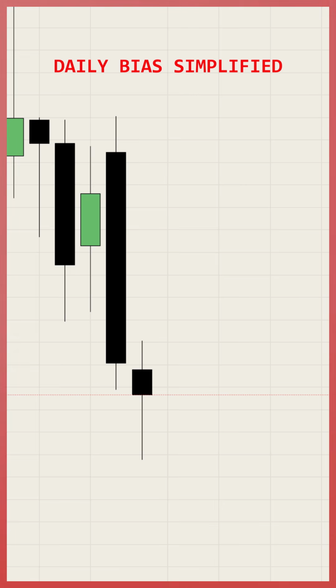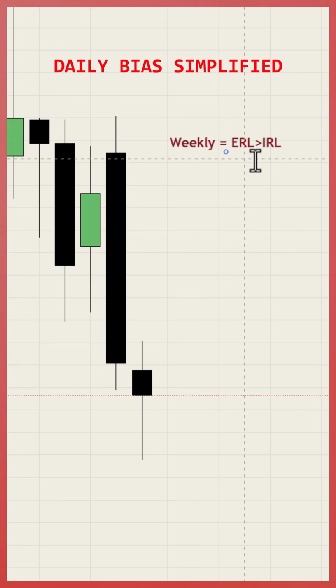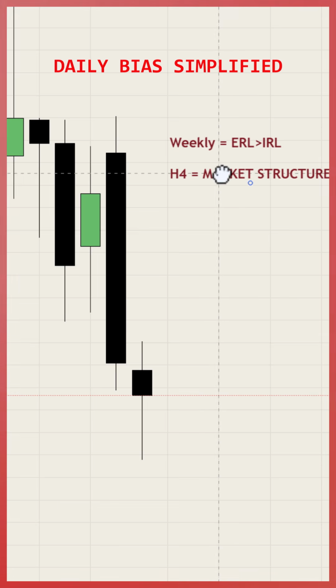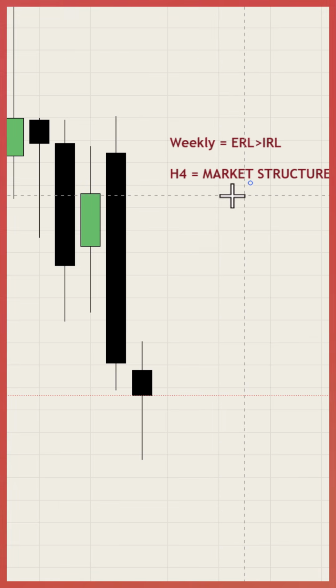If you want to simply identify your daily bias, then you have to do this thing I'm about to show you. You need two time frames and two concepts to identify your daily bias. The first one is the weekly time frame, which you are going to use external range liquidity to internal range liquidity. The second time frame is the 4 hours time frame, which you are going to use the market structure to determine the direction on the 4 hours time frame.